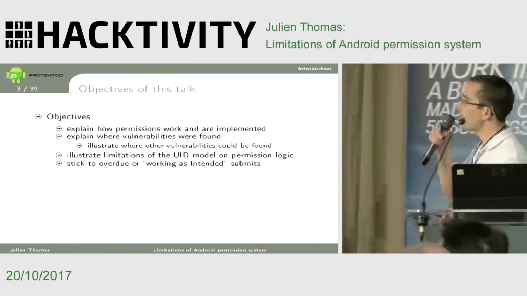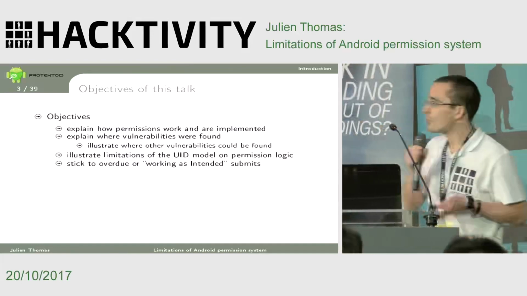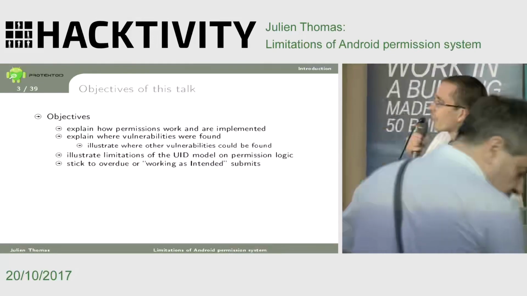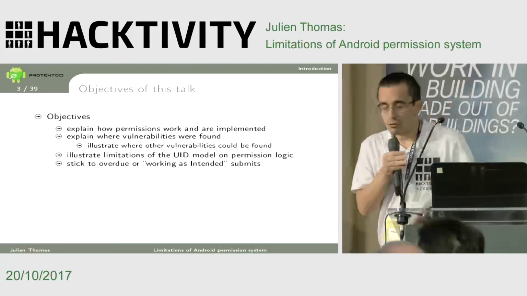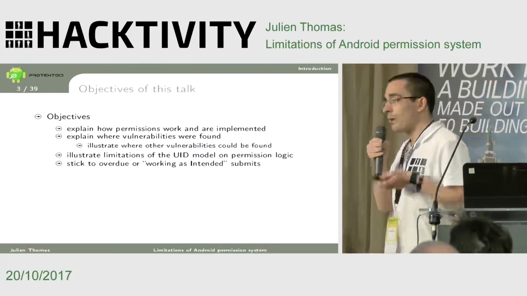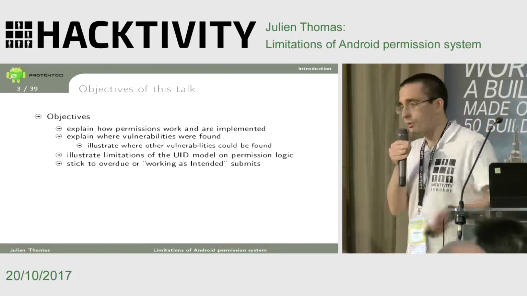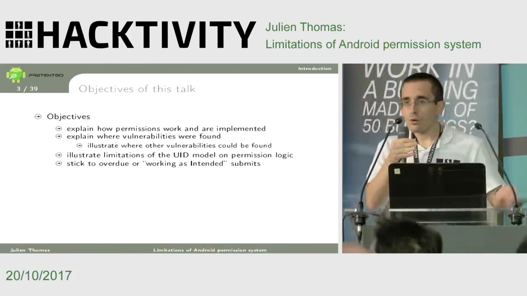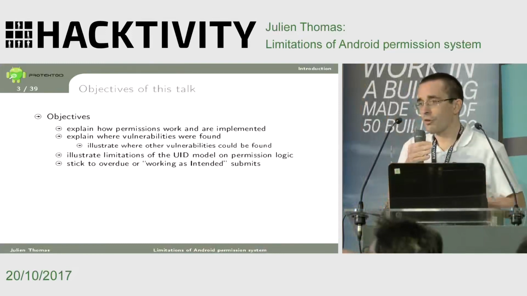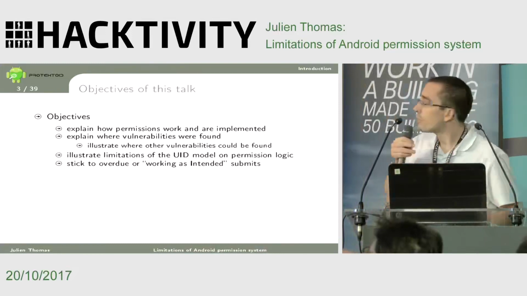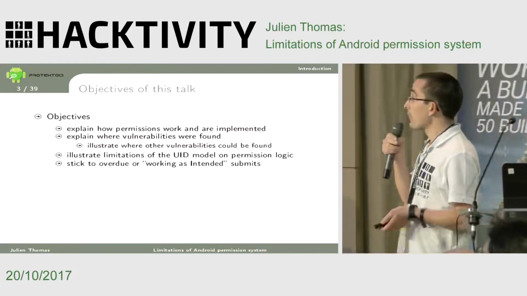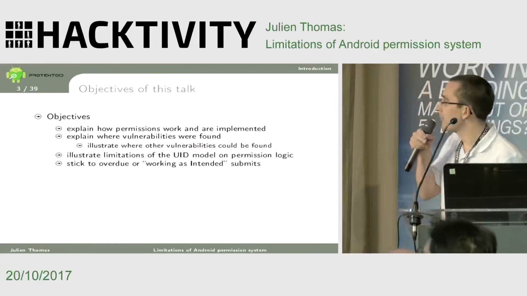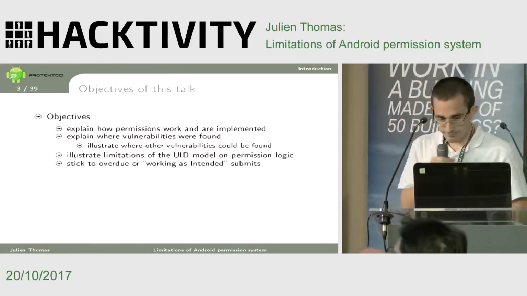First of all, the objective of this talk, because I think it's always important to explain why we talk. The objective is to explain how permissions work and are implemented on Android, because it's a very interesting subject. It's also to explain what kind of vulnerability was found and where. When we explain that, it also leaves the audience with something after the talk: what they can do to extend the presented subject. We'll also illustrate the limitations of the UID-based security model in Android.